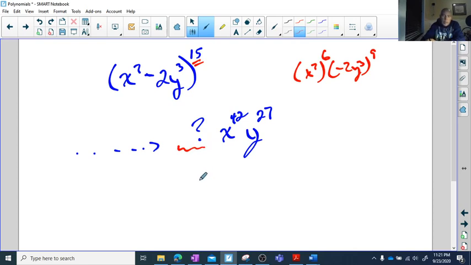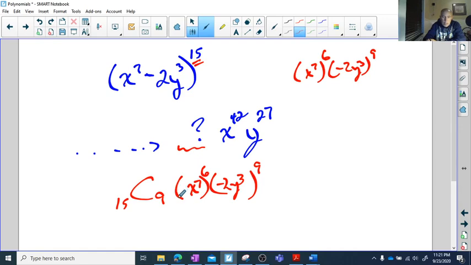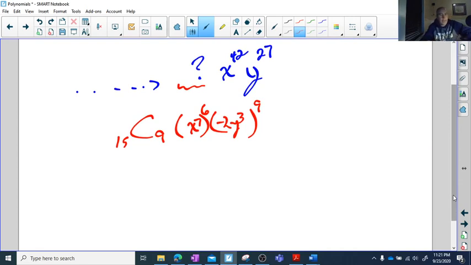Okay, so now let's set this up. So with a combination, it's 15 choose. We'll figure out what goes here in a second. I've already got it done up here basically, but in order for y cubed to become y to the 27, I need to put a 9 there. If I put a 9 there, I know I got to put a 6 there. This being a 9, this has to be a 9. So we are going to do 15 choose 9. And that gives me 5,005.